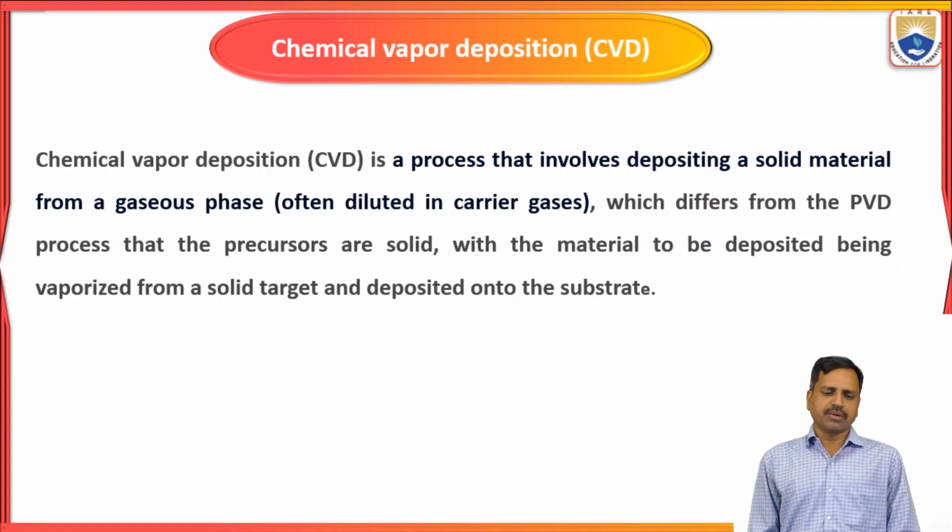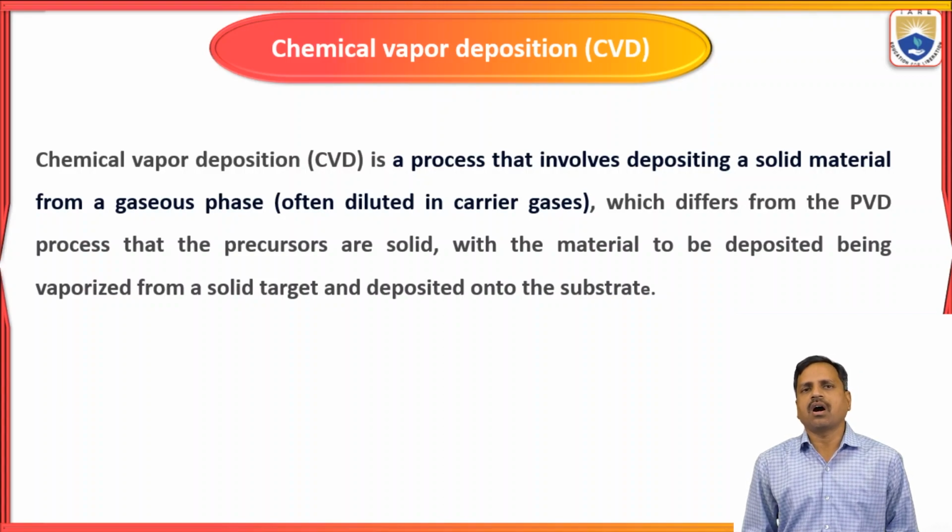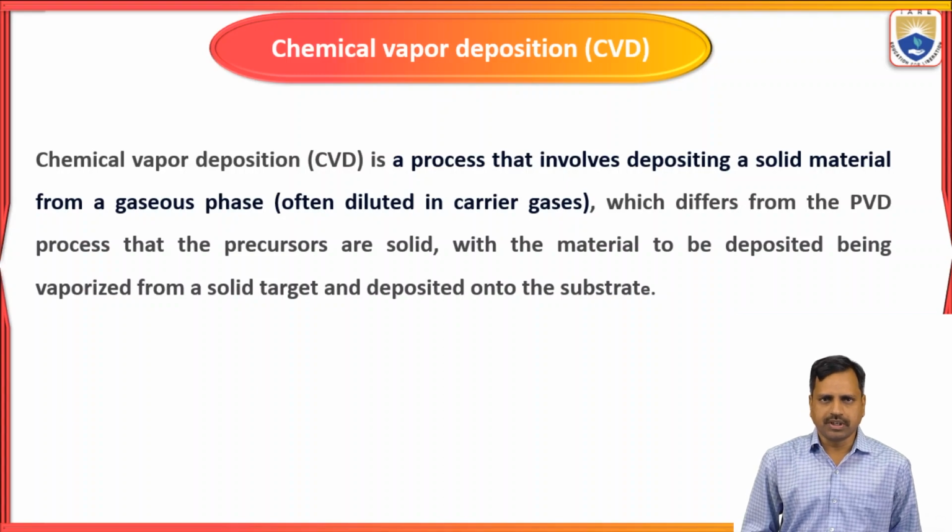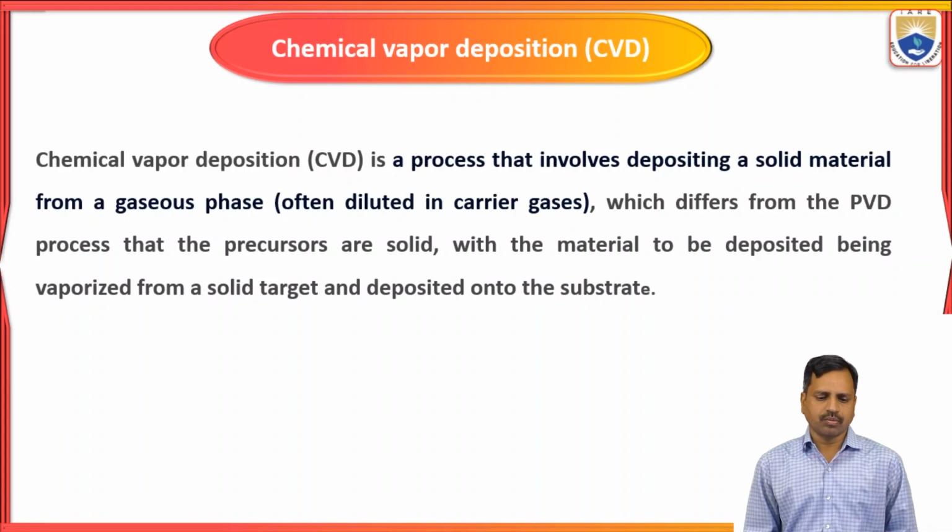So what is chemical vapor deposition? Simply, the definition is: chemicals are converted into the gaseous phase, and that gaseous phase is deposited on the substrate material. That's why the name is chemical vapor deposition. The chemicals which we want to convert into nanophase are preheated, converted into gas phase, and sent along with the inert gas.